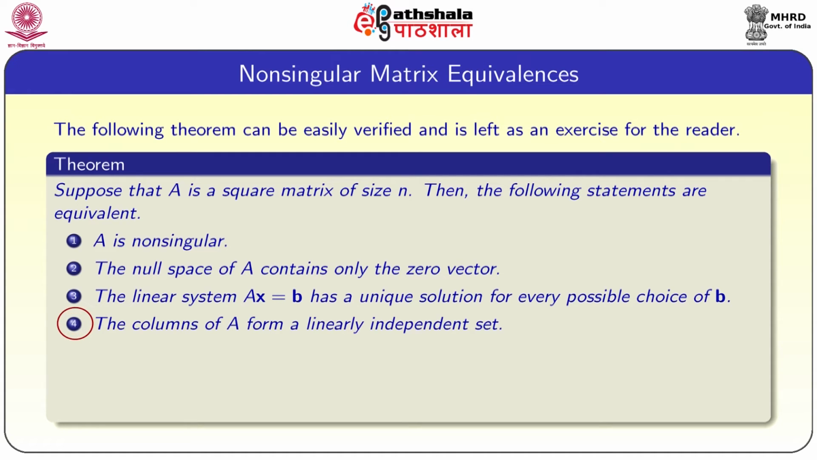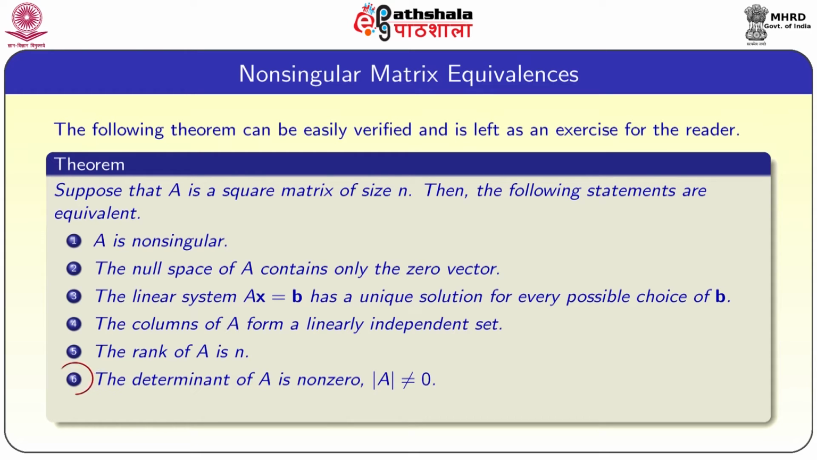The columns of A form a linearly independent set. The rank of A is n. The rank of A is the number of linearly independent columns. So, if the columns are linearly independent, then the rank of A equals n. So, all these 5 conditions are equivalent whenever A is non-singular. And also another equivalent condition is that the determinant of A is non-zero. That is what we are assuming non-singular means. So, the determinant of A is non-zero.